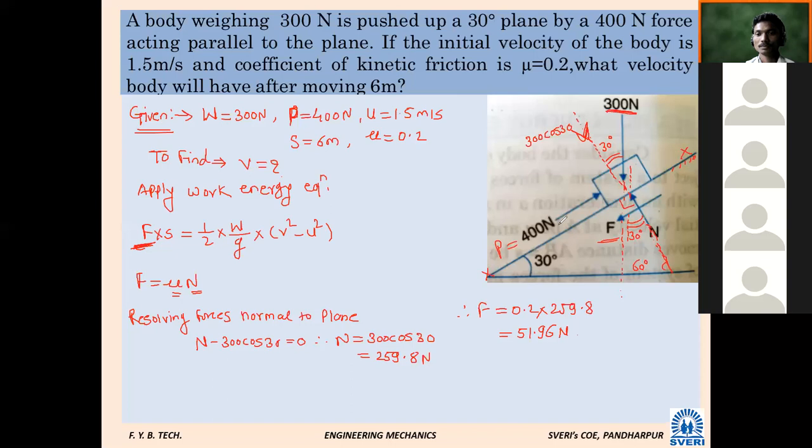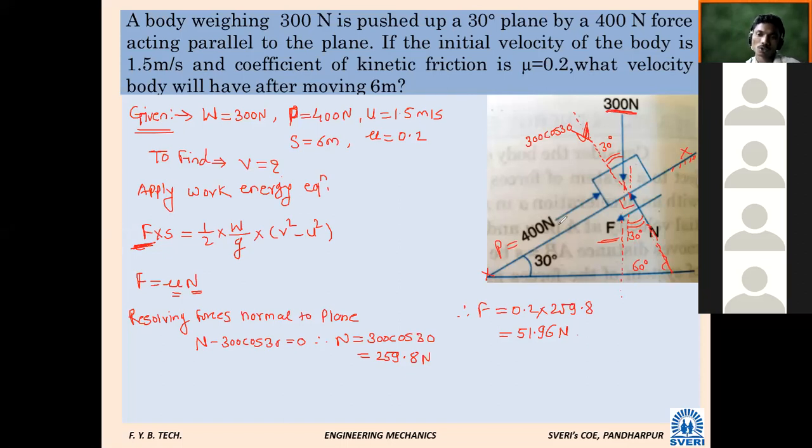Will 300 also come? Whether its component will come along the plane? Yes, component will come. Whether F will come? Yes, it will also come. Means 300, 400. Whether N will come?